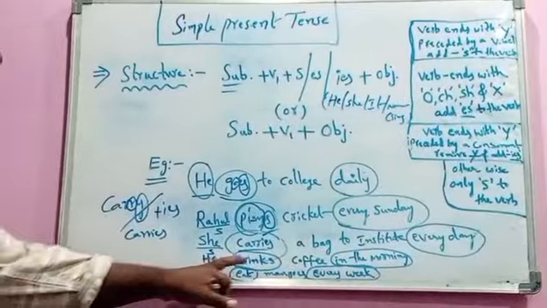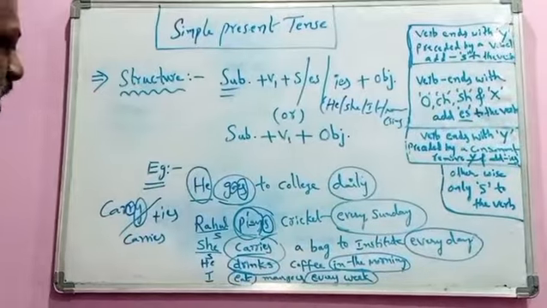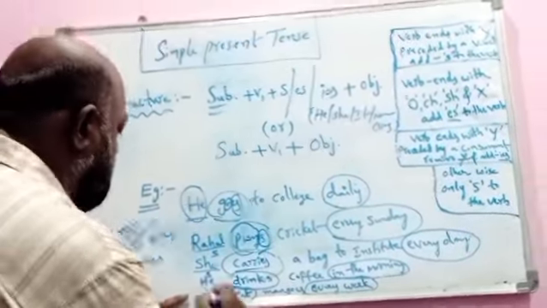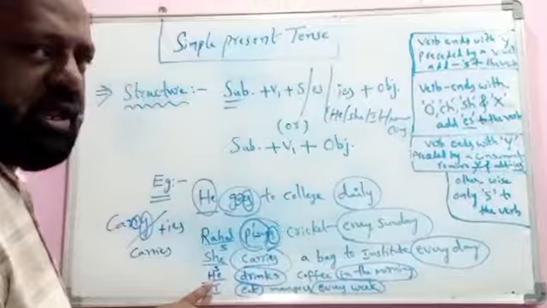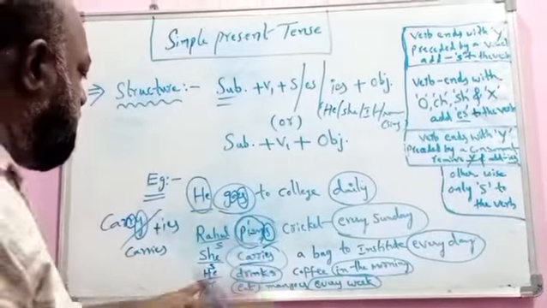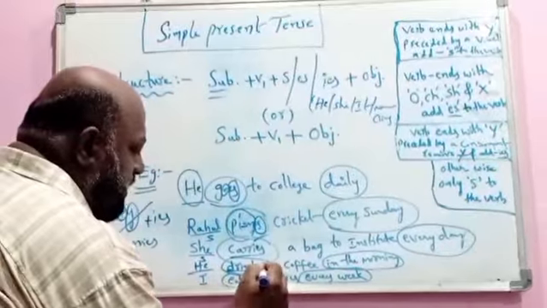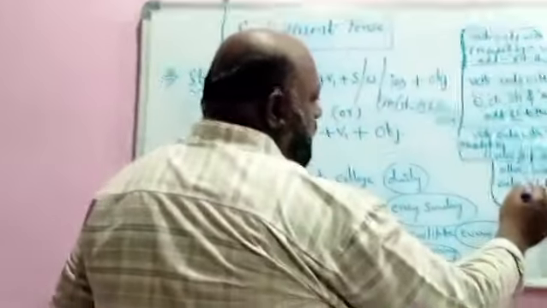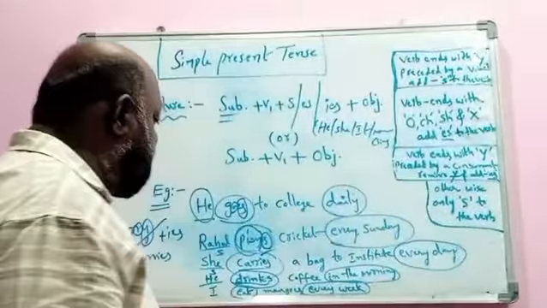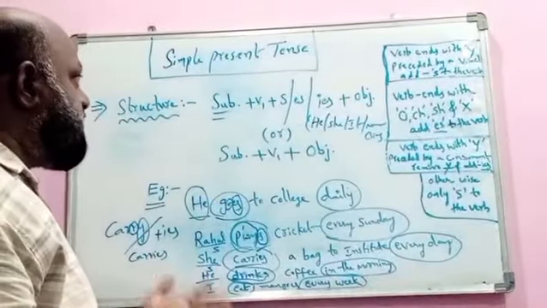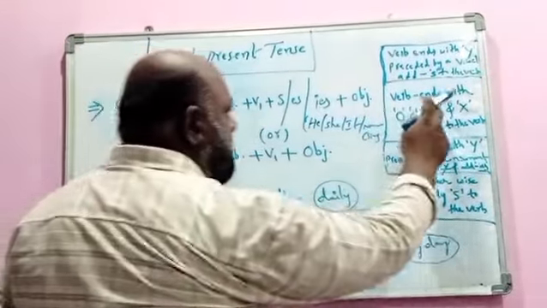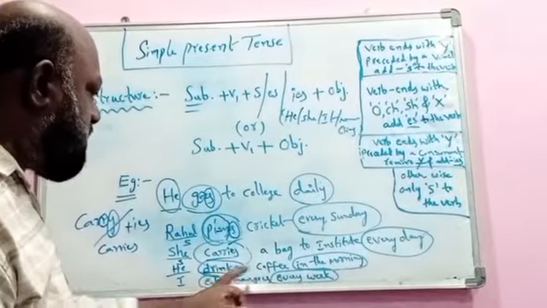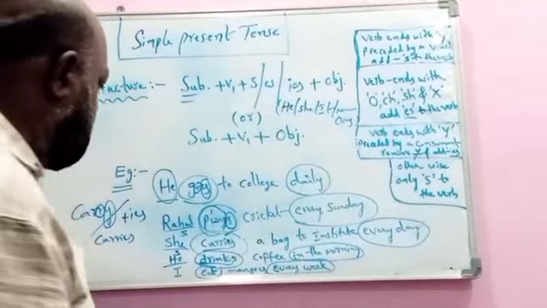Then, He drinks coffee in the morning. In this sentence, in the morning is a clue for present simple tense. Now what is the subject here? The subject is he, which is third person singular. So what is the verb here? Drink is the verb. We have added s. Otherwise, if the verb ends with other than Y, O, CH, SH, X, we have to add only s for the remaining verbs. So, he drinks coffee in the morning. Now it is a grammatically correct sentence.